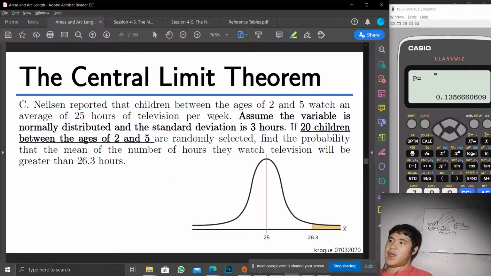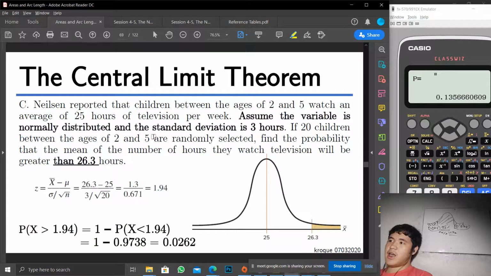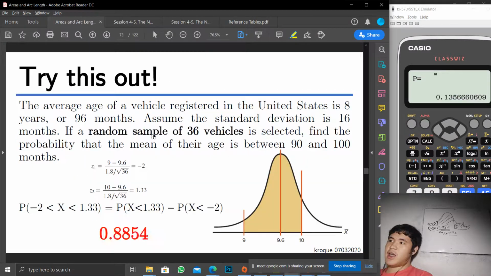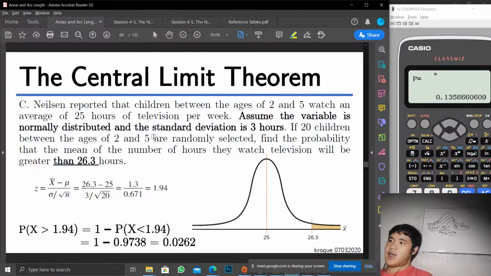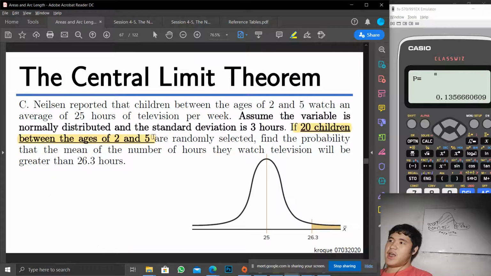What do I mean? Look at what I underlined. When it's like that, only then is this used. You'll see later. It says 20 children are randomly selected. Find the probability that the mean of the number of hours they watch television will be greater than 26.3 hours.